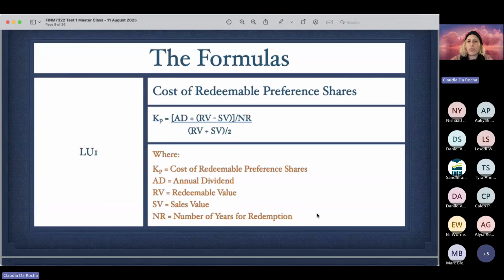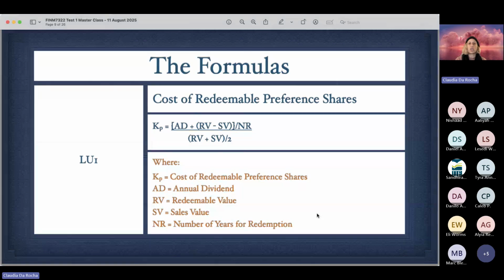The type of preference share where the formula is very different to the base formula is the cost of redeemable preference shares. Redeemable preference shares means that we have to pay back or pay the dividends in a certain period of time. They're only valid for a certain period of time, and so there's a very specific formula that we use. So we have KP is equal to AD plus RV minus SV, all over NR, and then all over RV plus SV, divided by 2.